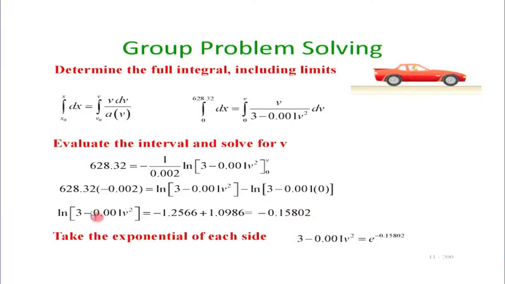Now how do we want to find out what the velocity will be? We take the exponent on both sides. So we will see that 3 minus 0.001 v square is this.